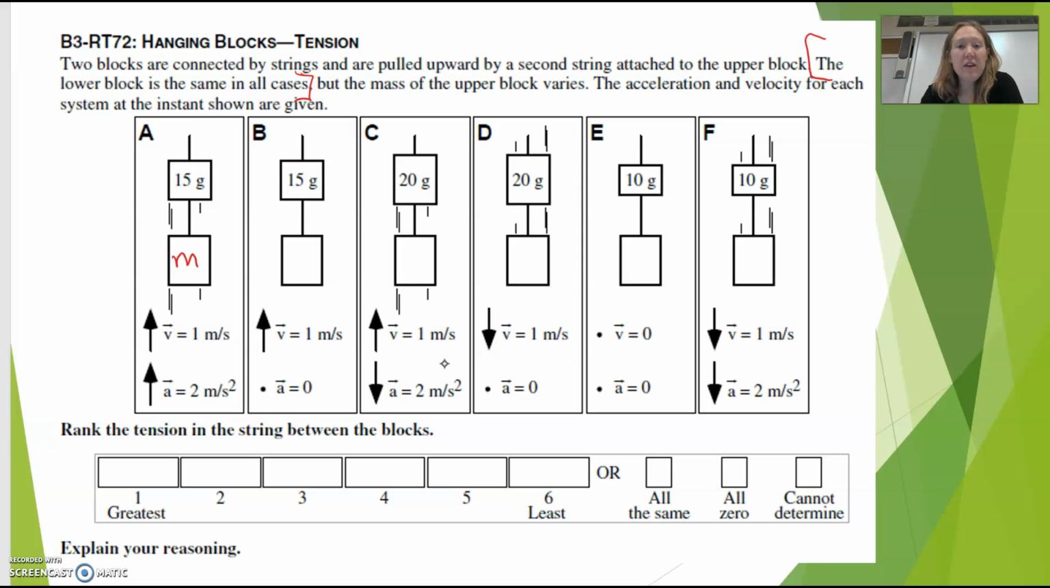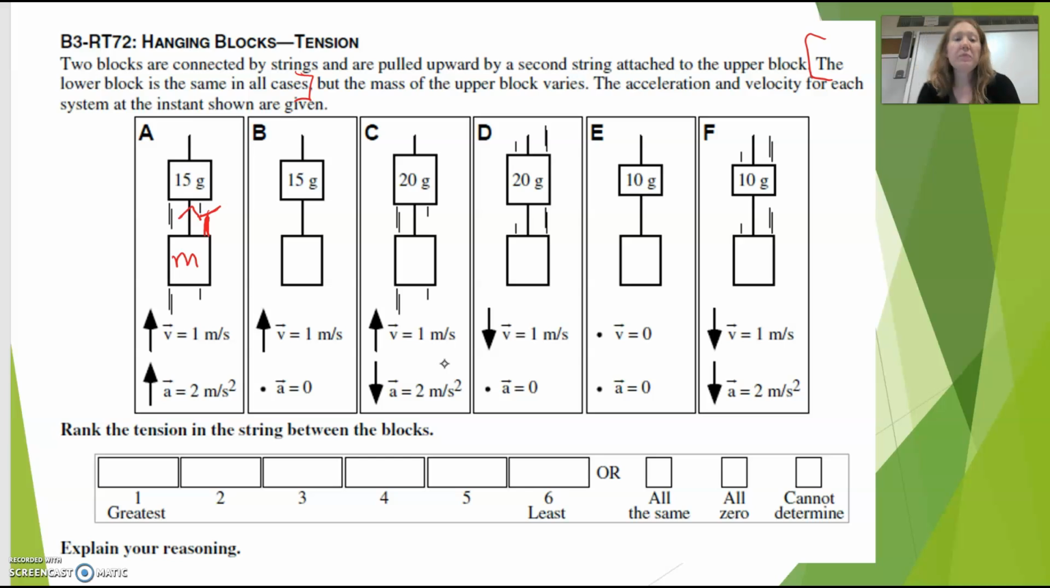Then it's asking us to rank the force of tension. Let's say that's an upward force. If we're talking about the force of tension on the bottom block, let's call it capital T. As we look at this problem, we would want to draw a free body diagram. Now, it would look a little different for each of these blocks, right? Because some of them are not accelerating. Some of them are accelerating down or up.